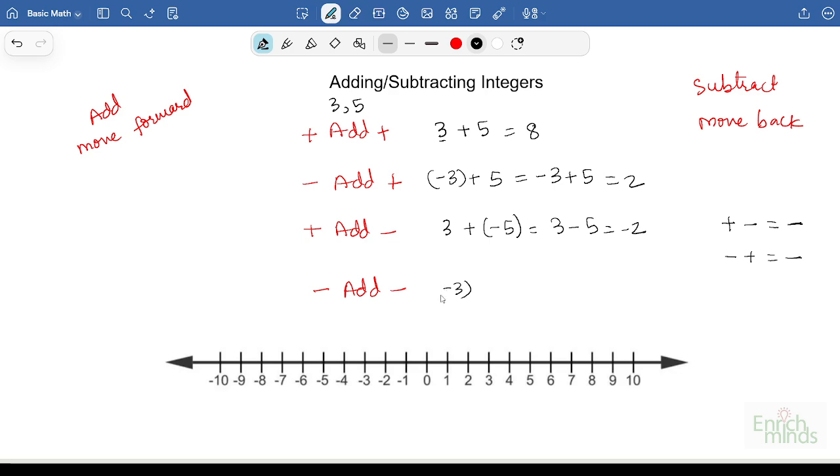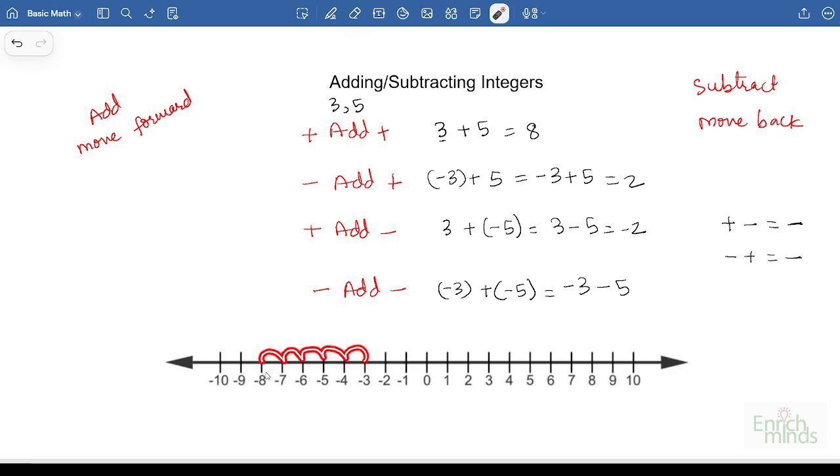When we add both negative numbers, again we see plus and minus signs residing together, so it's like a subtraction operation. It's like saying minus 3 minus 5, taking away 5 from negative 3. So starting at negative 3, taking away 5, the number gets further smaller. So going back 5 steps, you get to negative 8.